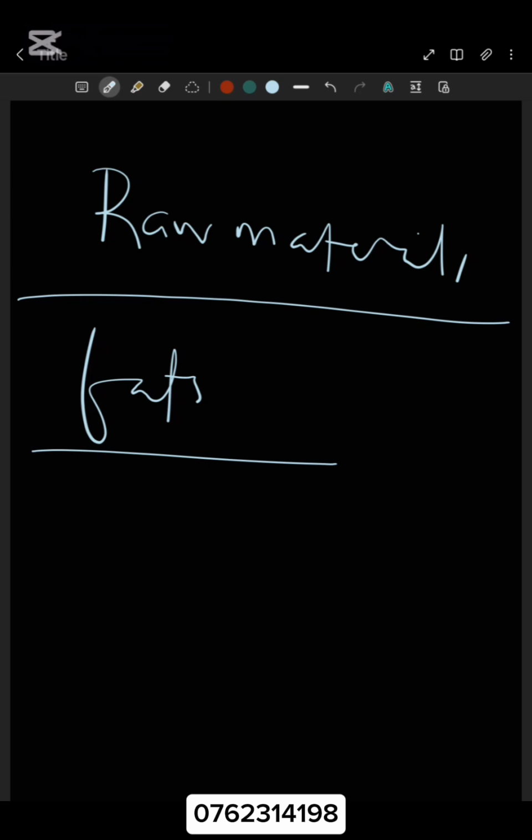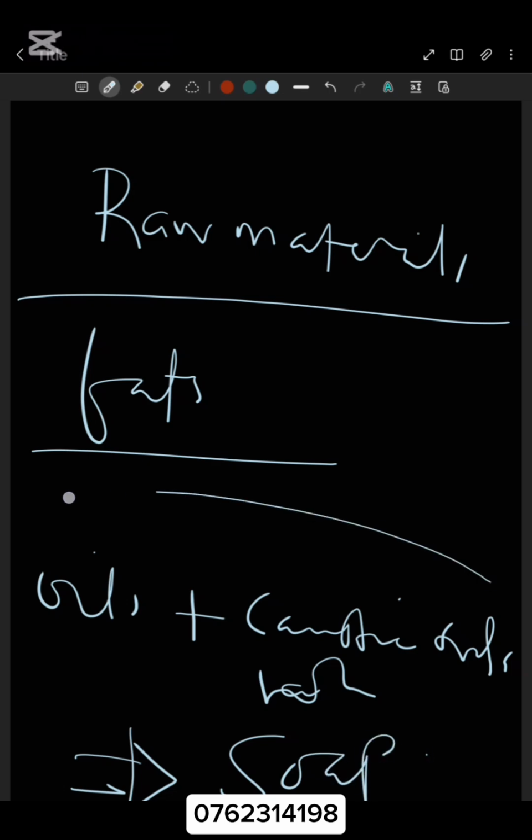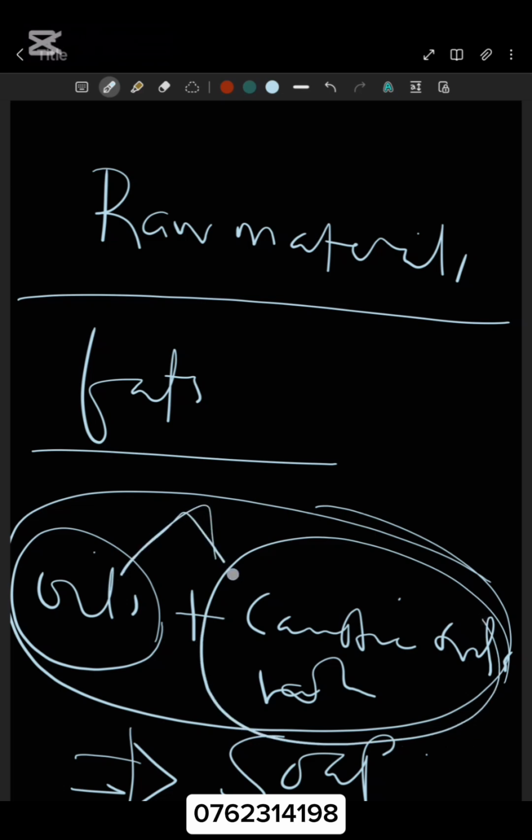Let me just give you a little explanation. Soap is the combination of oil plus caustic soda solution. It gives you soap. So these are two important aspects of making soap. You cannot make soap without oils, and you cannot make soap without caustic soda. They are all important aspects of soap. They are the base and the backbones of making soap. This is natural soap I'm talking about. A synthetic soap can have its own material.